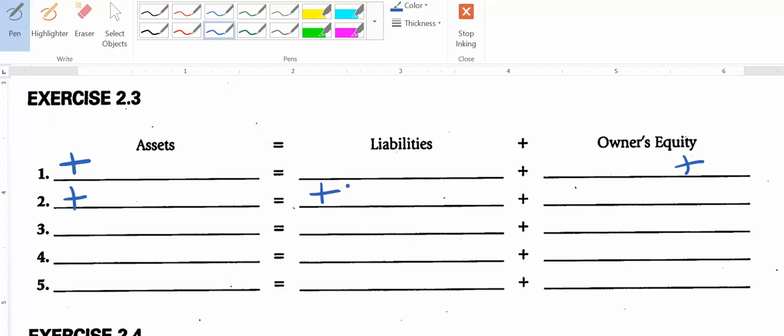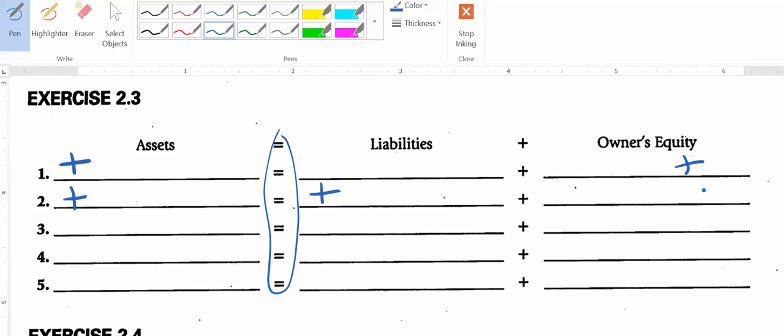Now I don't want to get too math on you, but notice our equal sign. When you use this double entry system, if you're going to put an increase on one side of the equation, then you have to have an increase on the other side of the equation to make it equal.